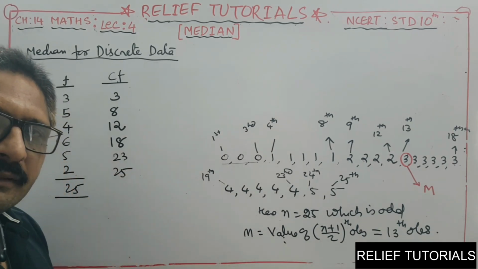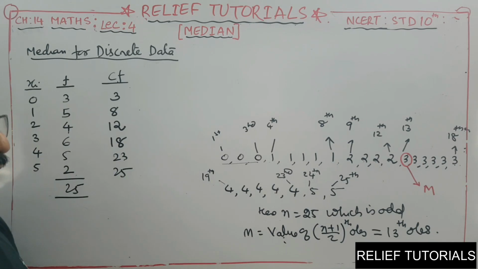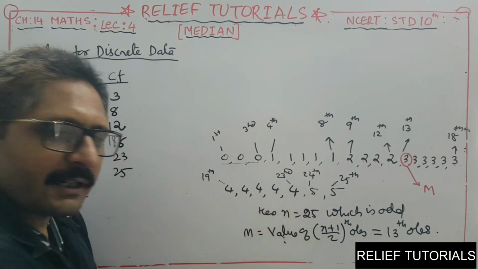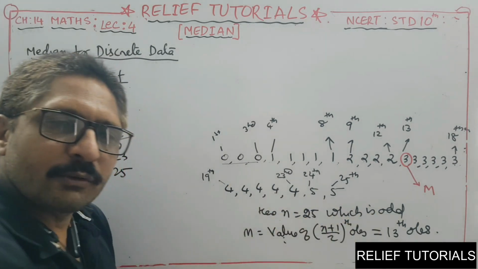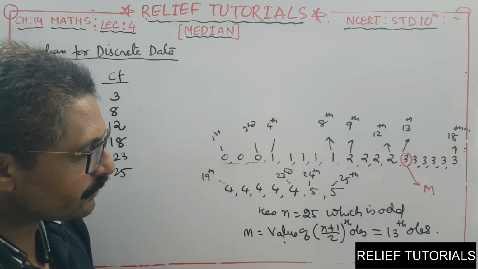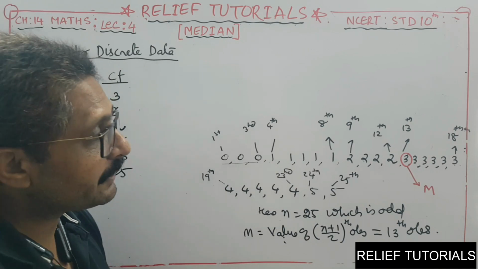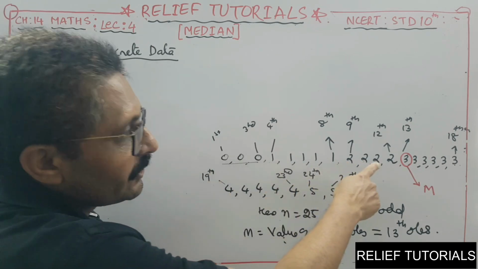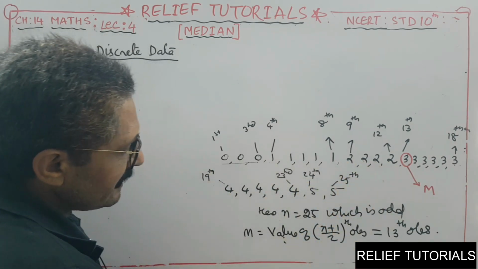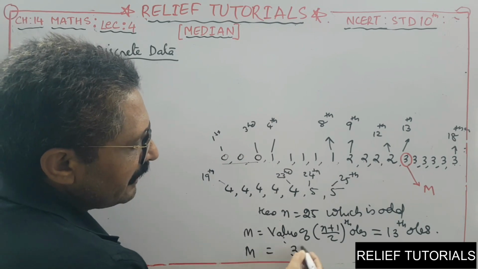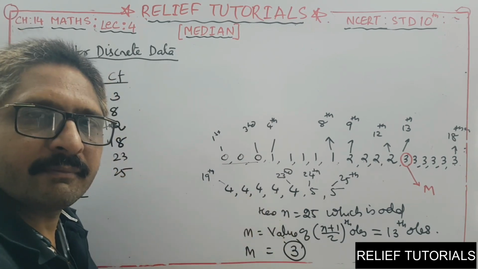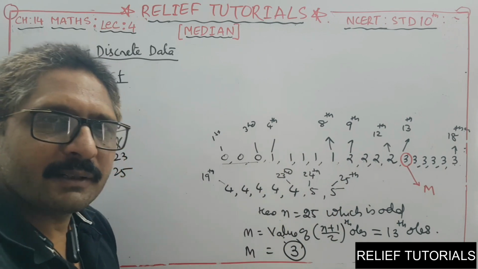Clear? So now you see, I told you, here the number of observations is 25. It is odd. So we know the formula to find the median: (n plus 1) upon 2nd observation. So that is the value of the 13th observation. Now the 13th observation, if you see here, is 3. So the answer of our median is equal to 3. But every time this is not possible.